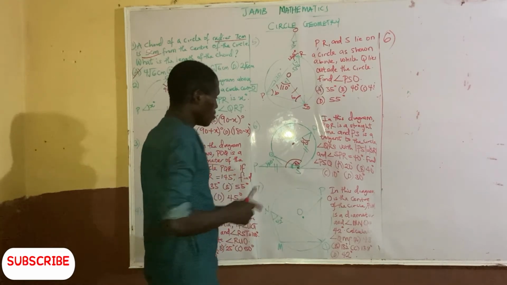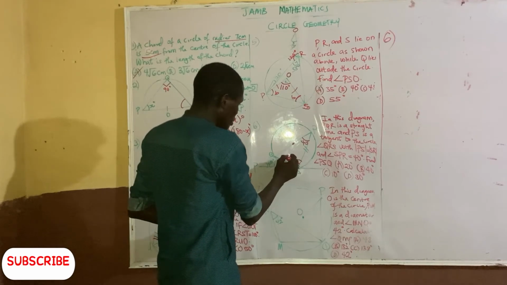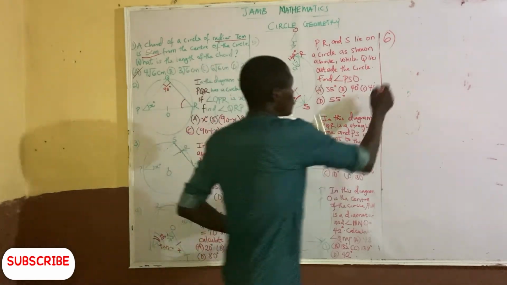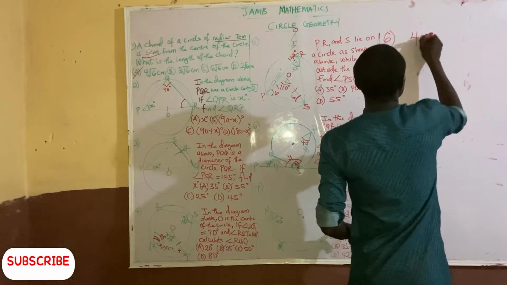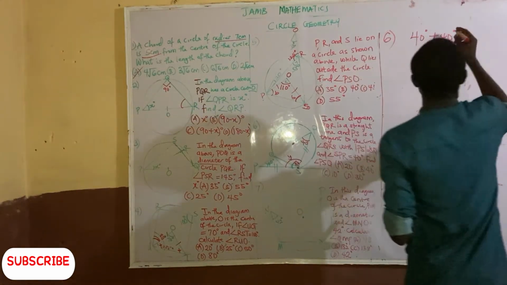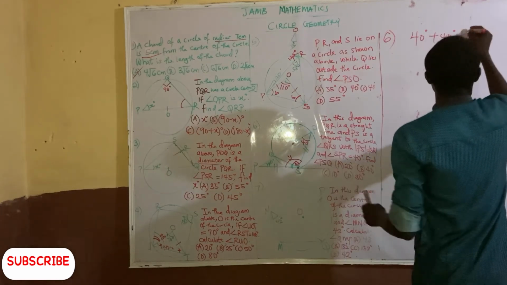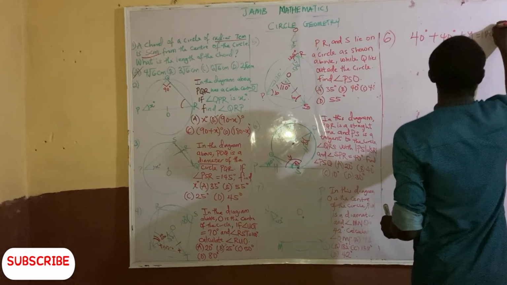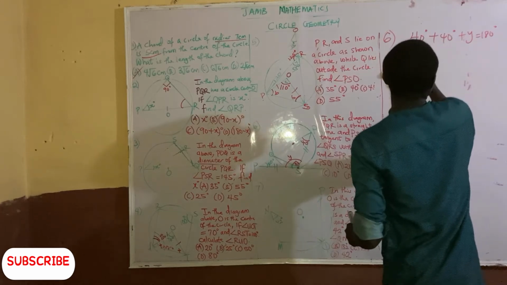So now let's do it. First of all, let's get the whole angle here. Call this whole angle Y. So 40 degrees plus 40 degrees, since this is an isosceles triangle. 40 degrees plus 40 degrees plus Y equals 180 degrees. Sum of angles in a triangle.